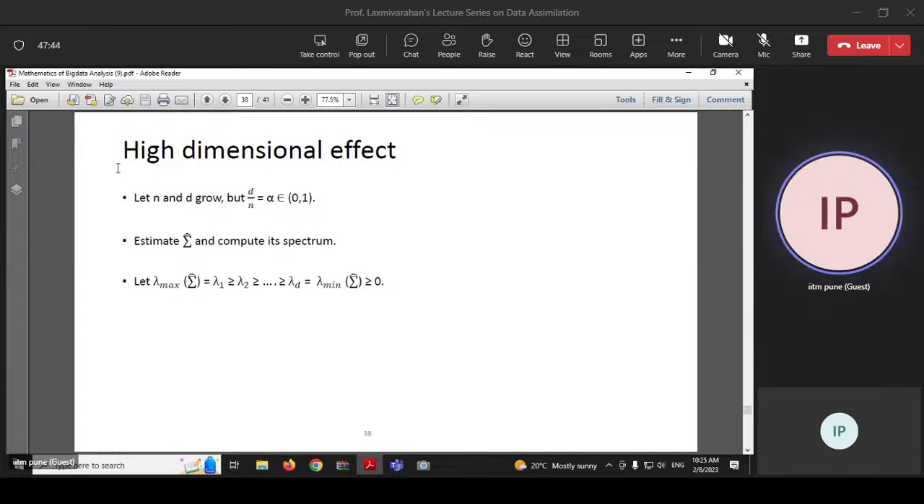Now, I can evaluate sigma hat. How do I evaluate sigma hat? Using the sample covariance. How many of you remember the formula? Now, if I compute sigma hat, it's a matrix. I can compute its spectrum. What is the spectrum? Eigenvalues. I estimate the matrix, and I estimate the eigenvalues of the matrix.